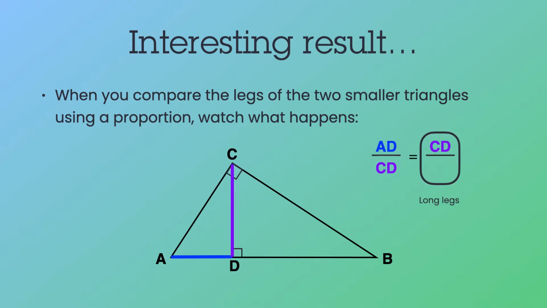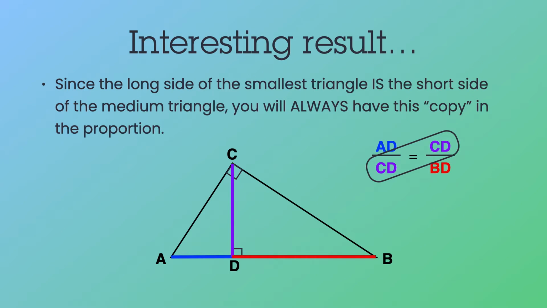CD now is the long leg of the small triangle, even though it was the short leg of the medium triangle. So now we have CD compared to BD being the long leg ratio. But CD is there twice. Since the long side of the smallest triangle is the short side of the medium triangle, this copy in the proportion, that repeat, will always happen.